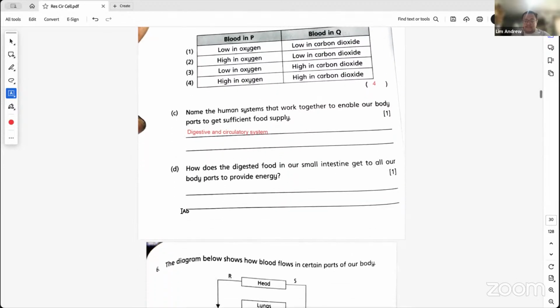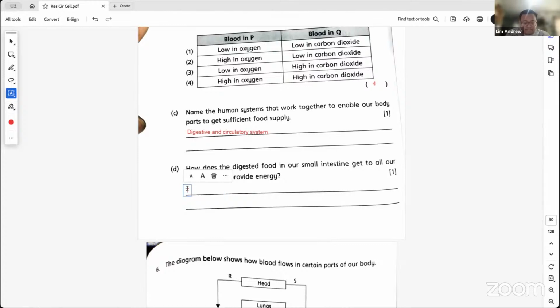Next question. How does the food in our small intestine get to our blood to go to all other body parts to provide energy? So how does it move? In fact, this food will move through the walls of the small intestine into the bloodstream, whereby it will be carried to all the body parts. So to answer this question, you have to write this way. Let me just type out for you first. How should you write it properly to get a full 1 mark?